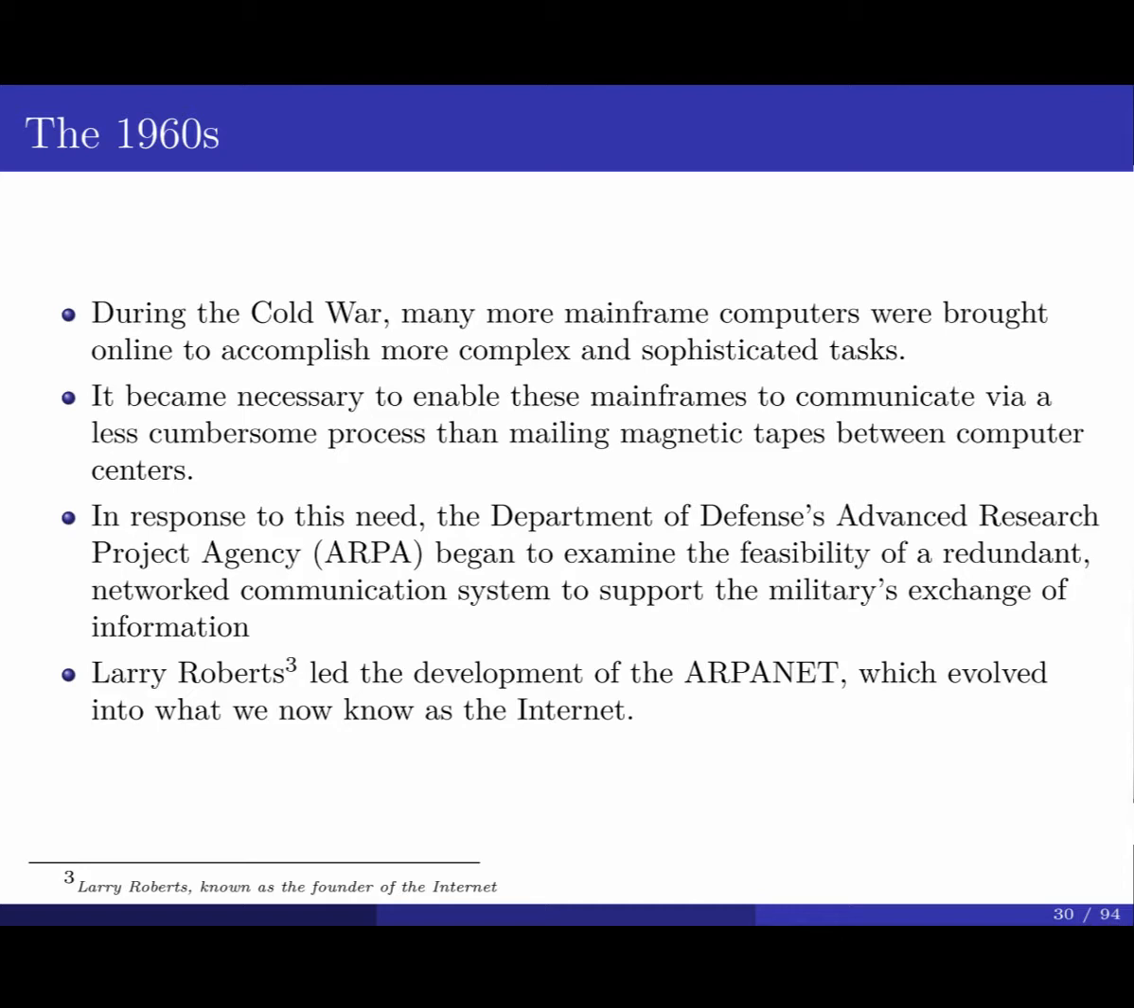So anyway, now we have many mainframes. They are going to be connected together online, because I'm not going to use only one mainframe in one location. One mainframe, for example at location A, wanted to communicate in a secured channel with another mainframe at another location. So somehow we need to connect them in order to perform more complex, sophisticated work at the time, okay? In this case, these mainframes required a less cumbersome process of communication than mailing magnetic tapes between the computer centers. Before we had a connection, assume that we have mainframe A and mainframe B, okay?